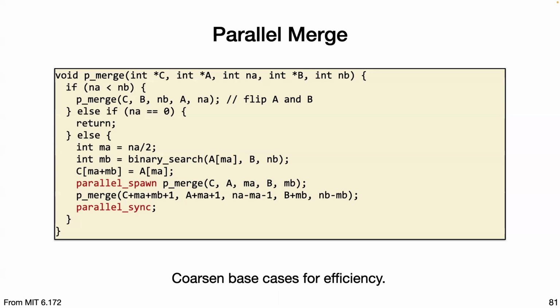And the recursive case is you pick the midpoint in A, you search for it in B, and then you know how many elements are going to be total in the left half, and you know how many elements are total going to be in the right half. And so this is just setting that point in C to be A's midpoint. And then we spawn the two halves, merge left half, merge right half, and then sync.